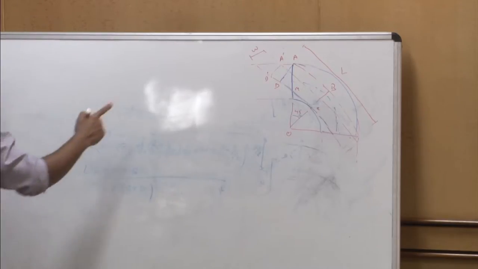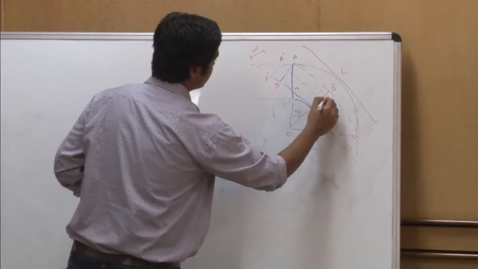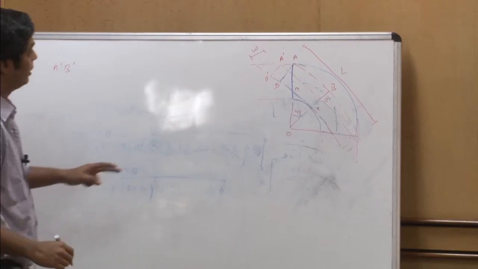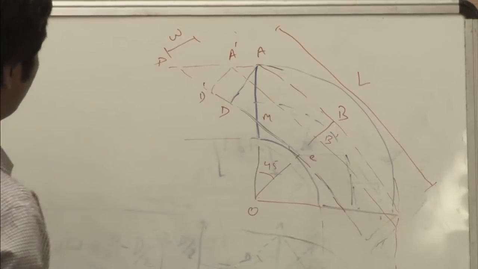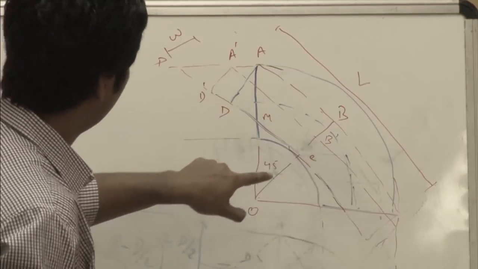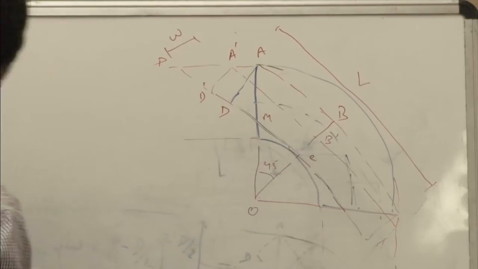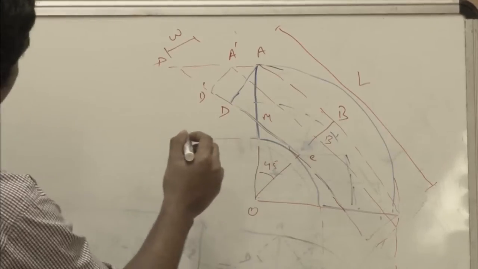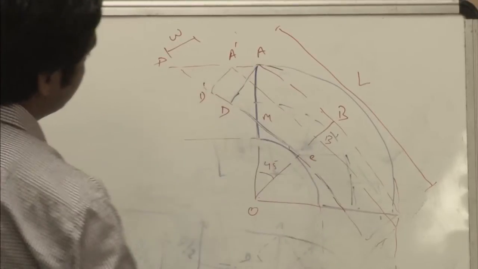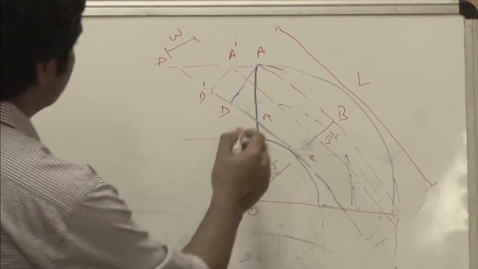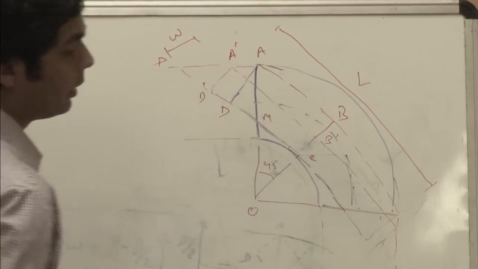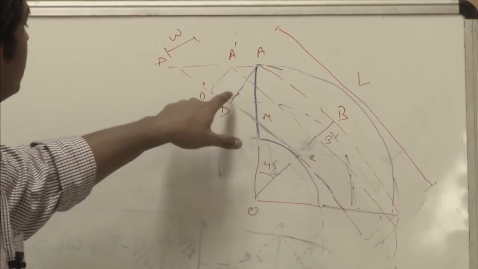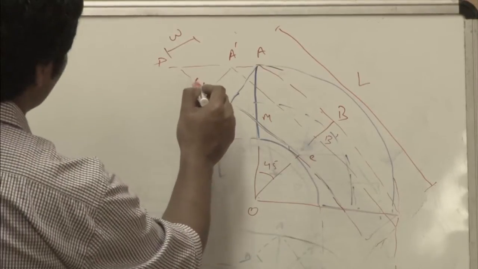Okay, now this A dash B dash. A dash B dash is, no, this length is this CM equal to CM plus. See, this triangle and this triangle are similar triangles, because these two angles are 45 degrees, these two angles are 45 degrees. Since this is a similar triangle and it has a common length, all sides are the same. That means this is equal to this side.